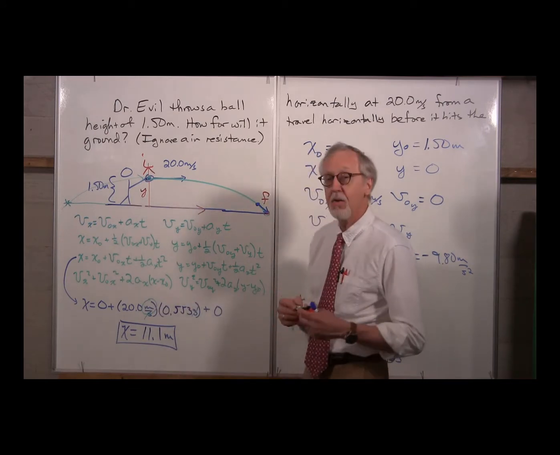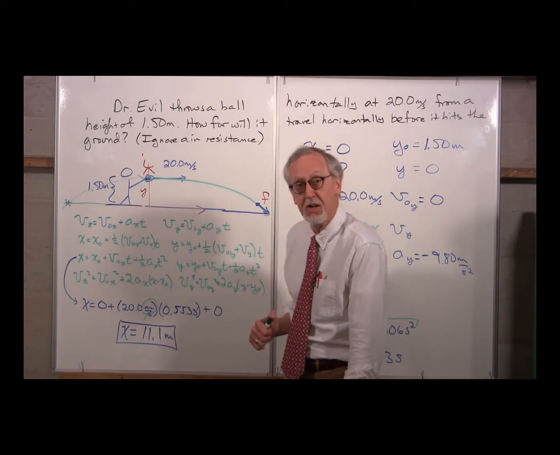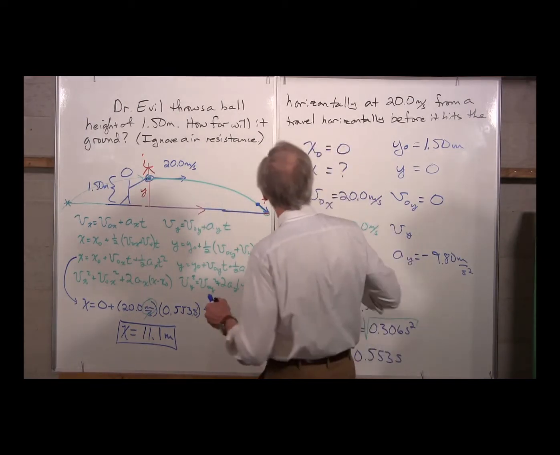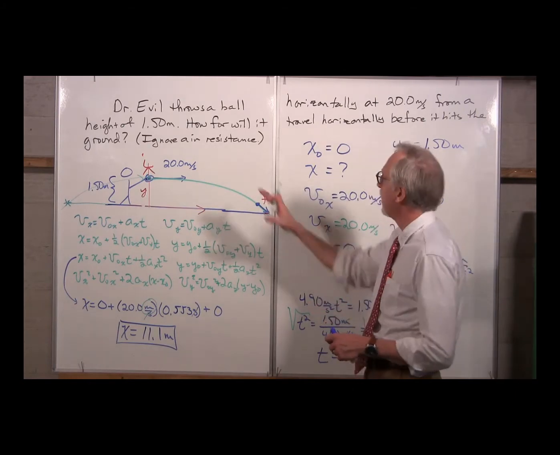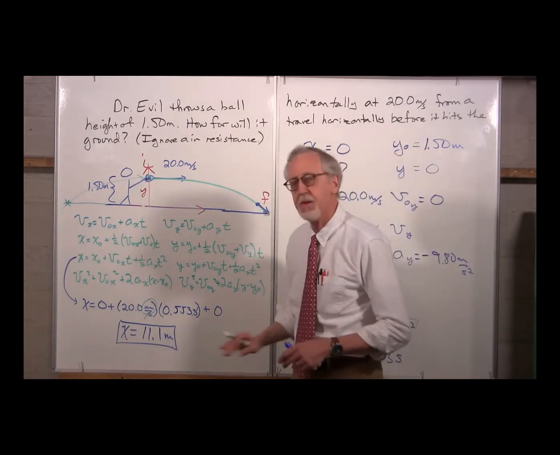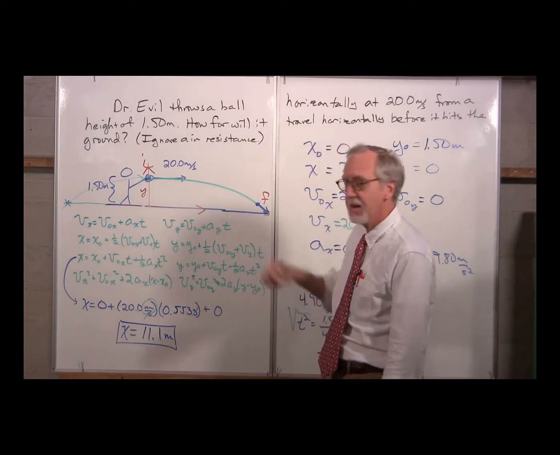We multiply out and we get x is equal to 11.1 meters. And that is the final answer to our problem. How far will it travel horizontally when it hits the ground? 11.1 meters. Very, very good. Excellent.